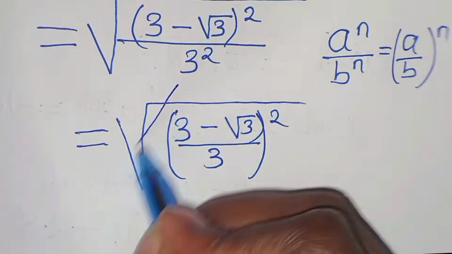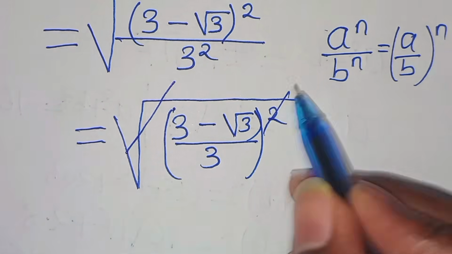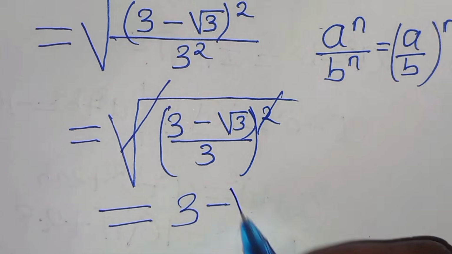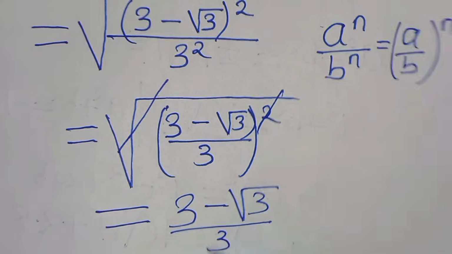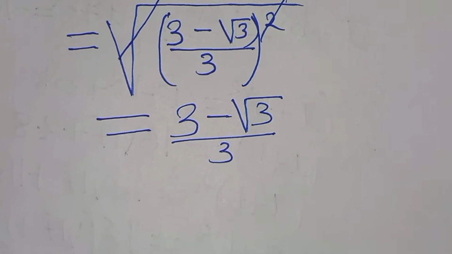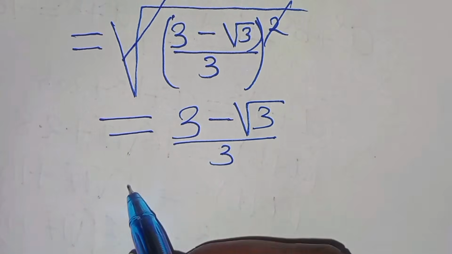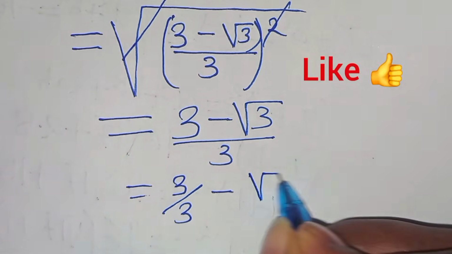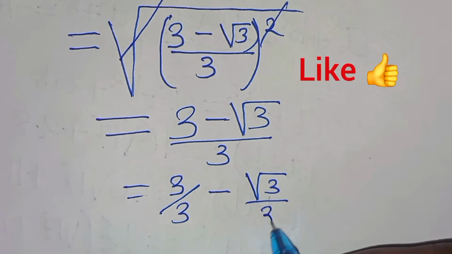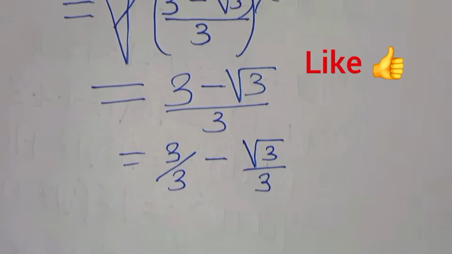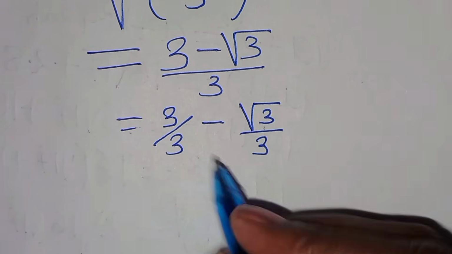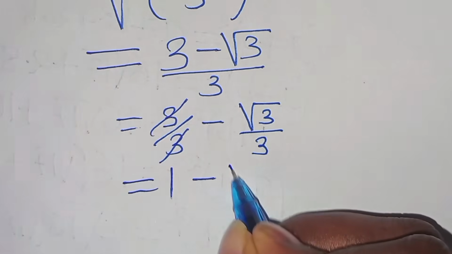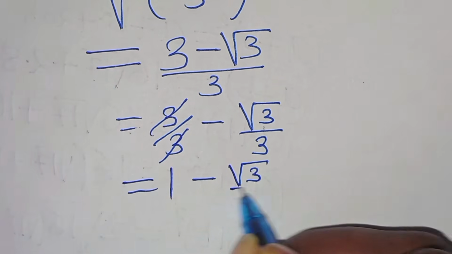So let's simplify here. We eliminate the square root sign, so that now we have 3 minus square root of 3 divided by 3. So we can express this as 3 over 3 minus square root of 3 divided by 3. So this implies that here 3 and 3 simplify, so we have 1 minus square root of 3 divided by 3.